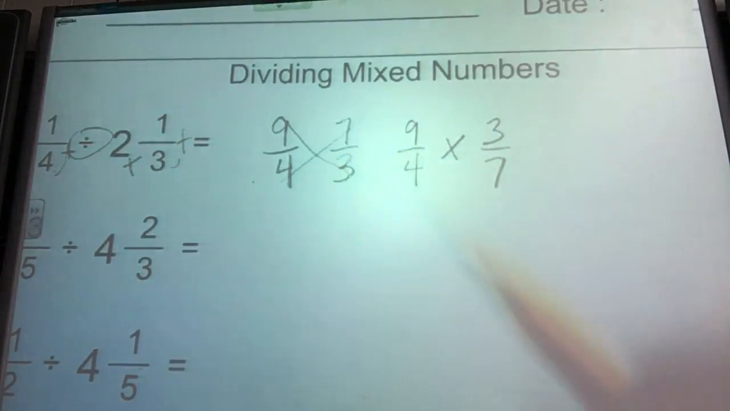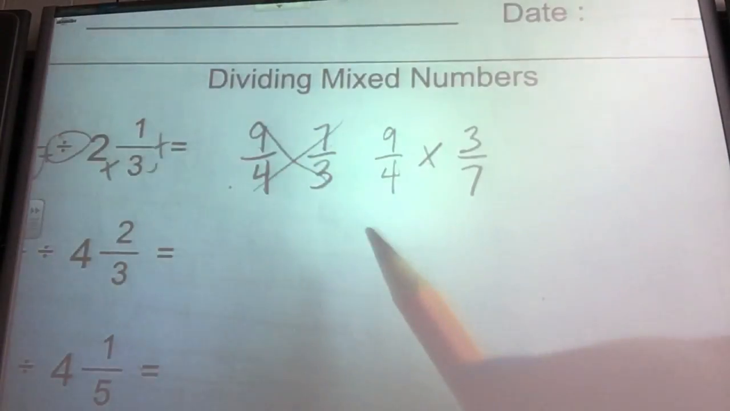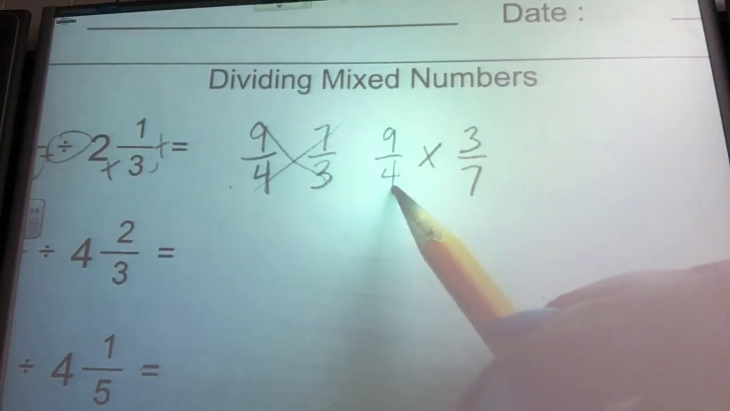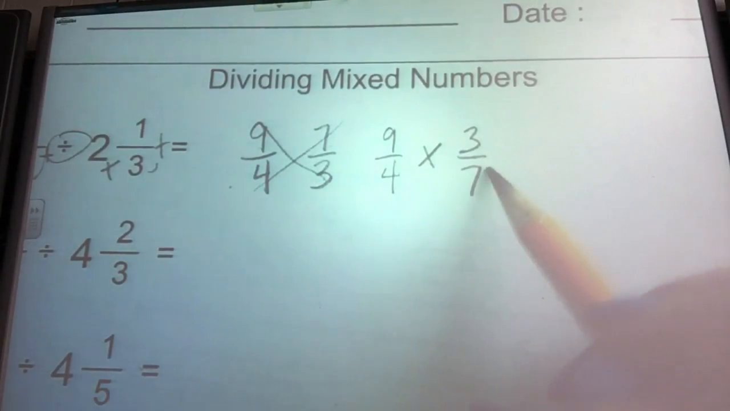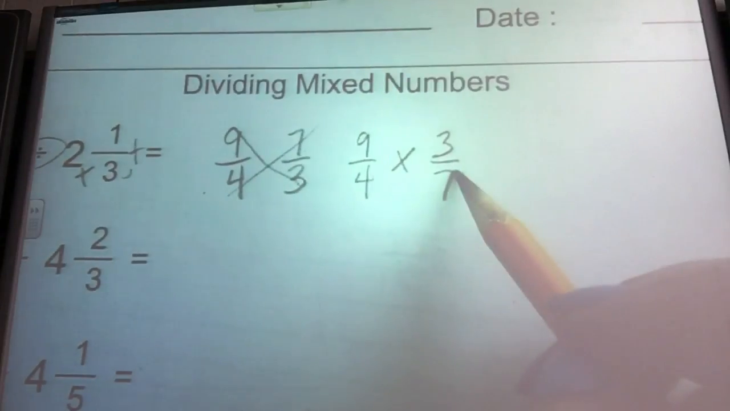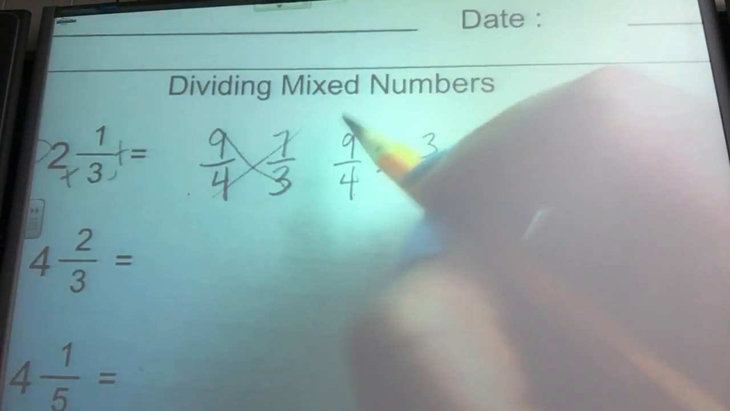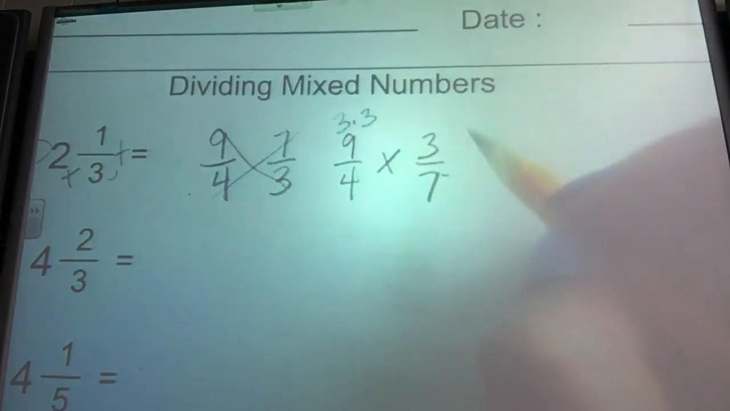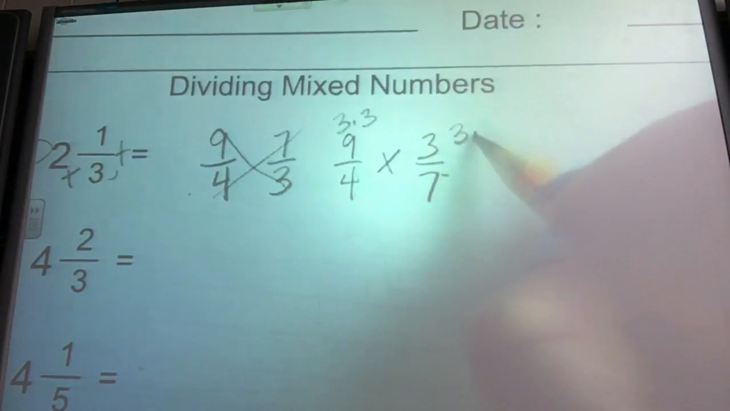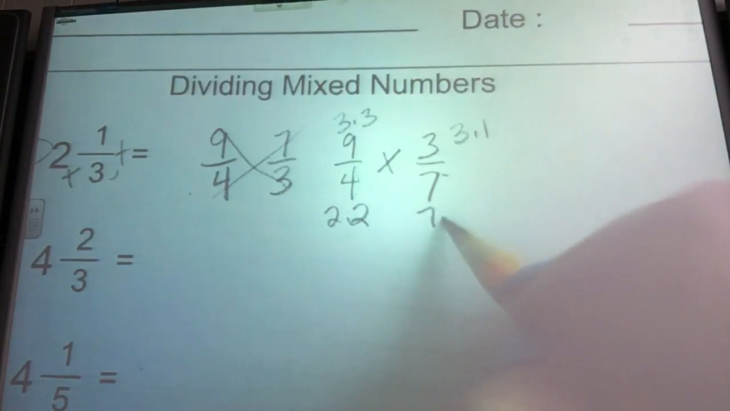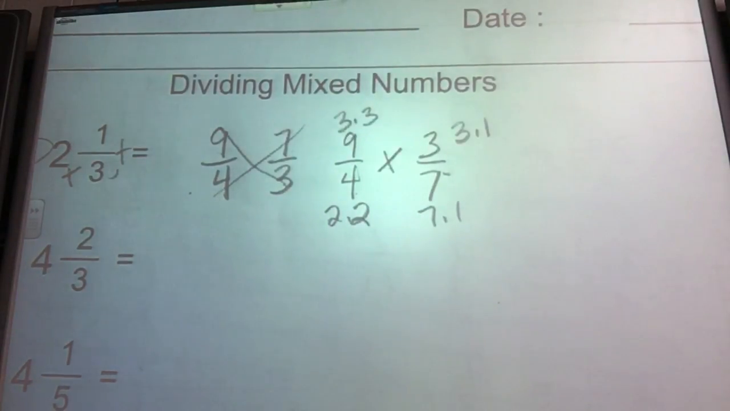So this will cross out so we don't get confused. We wrote what the improper fractions were going to be, but then we have to keep, change the sign, write the reciprocal. So flip that fraction over. Okay? Now we've got 3 times 3, factoring 9, 3 times 1 factors 3, 2 times 2, 7 times 1. And it doesn't look like there's going to be anything in common other than 1s.